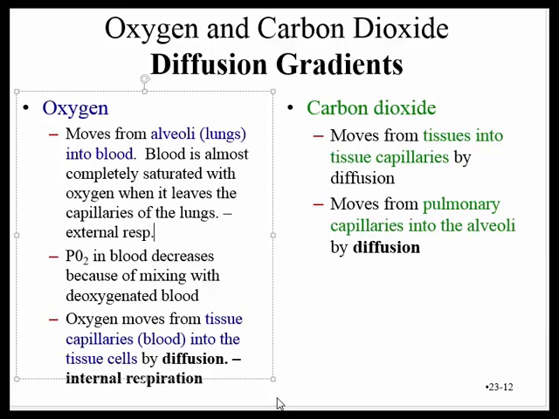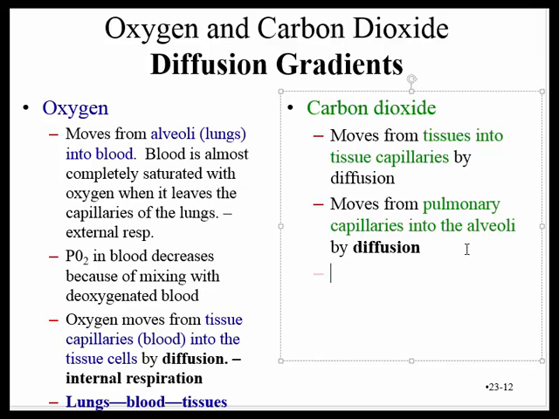So basically, oxygen moves from the lungs to the blood, and then from the blood to the tissues. Okay, so if we kind of put that here, lungs to blood, and then blood to our tissues. Alternatively, our carbon dioxide moves from our tissues into our tissue capillaries, and that's also part of that internal respiration. And then it moves from our blood in the lungs to the alveoli. And this is external respiration.